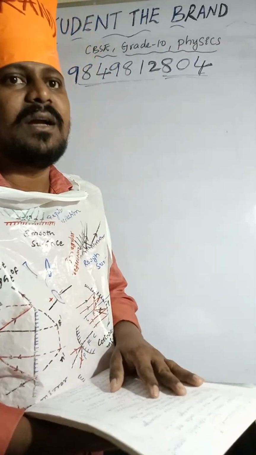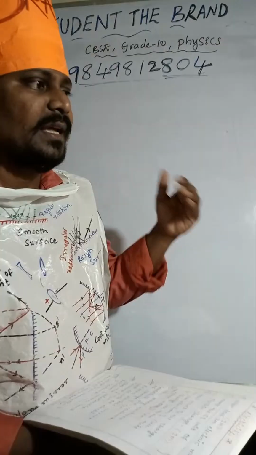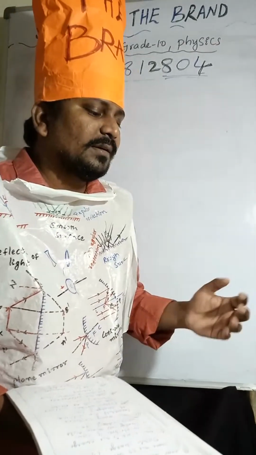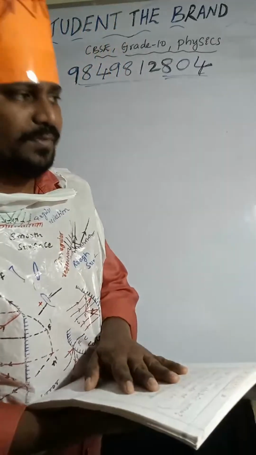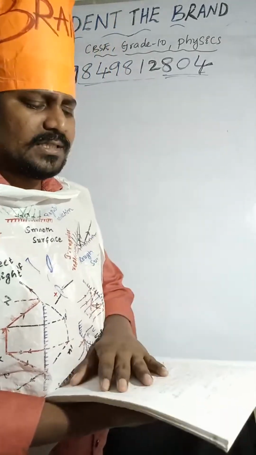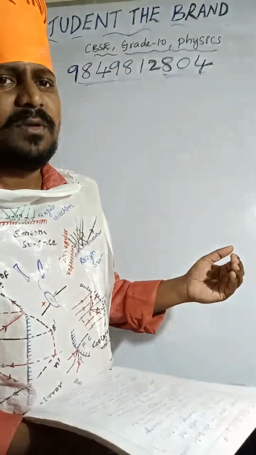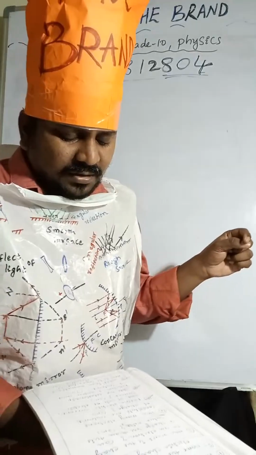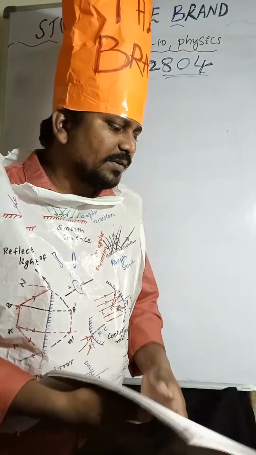We'll start with a few questions, then we'll go to the problems. Few questions we'll discuss, and after that we'll go to the problems. So be ready. What is an ammeter? How is it connected in a circuit?